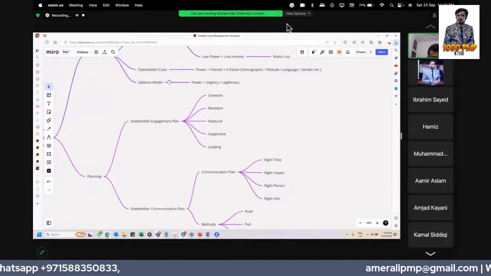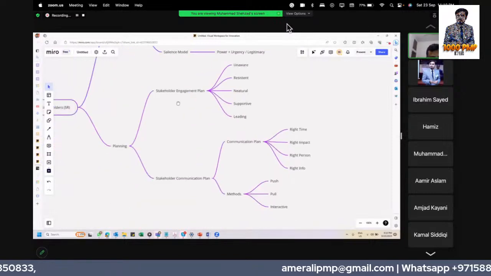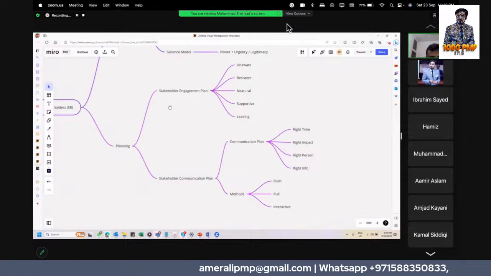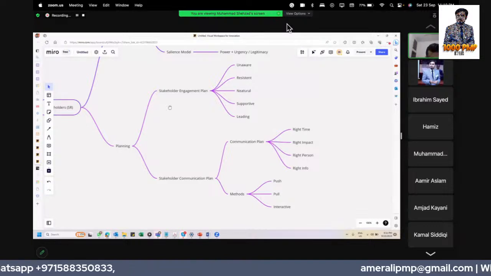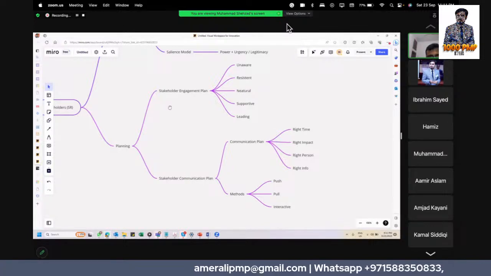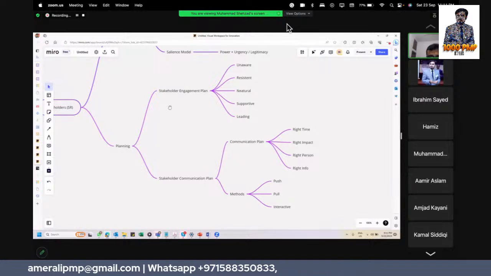Stakeholder planning. In stakeholder planning, we create a stakeholder engagement plan. We find the current status of the stakeholder, and we also find our desired status of the stakeholder: unaware, resistant, neutral, supportive, leading. Then the stakeholder communication plan.